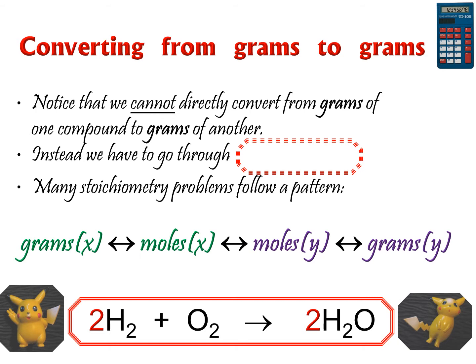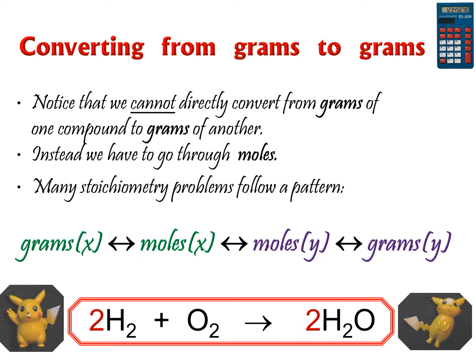So we cannot go directly from grams of one chemical to grams of another. That would be great, but you can't do it because they all have different molar masses. Instead, we have to go through moles. Moles is the only way to fairly treat chemicals because you're counting how many there are in big groupings of a mole, not how much is there. So it's being fair to the chemicals.